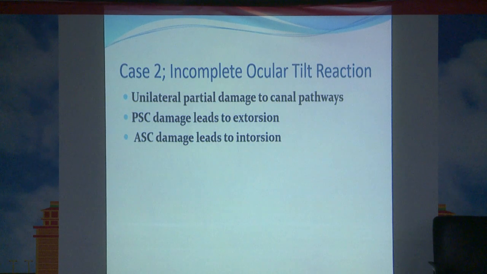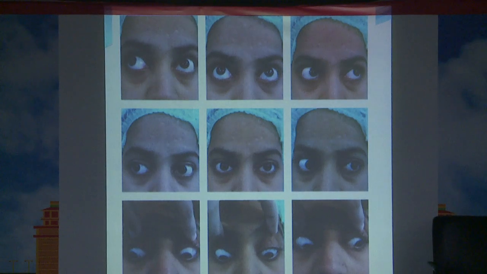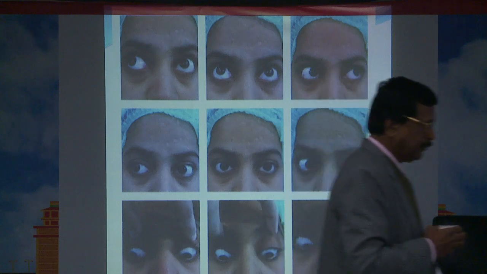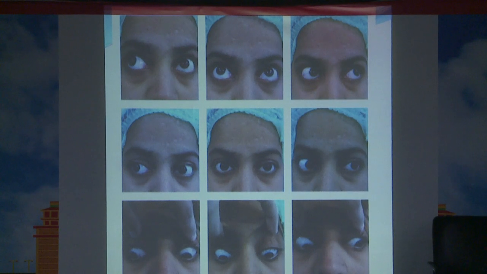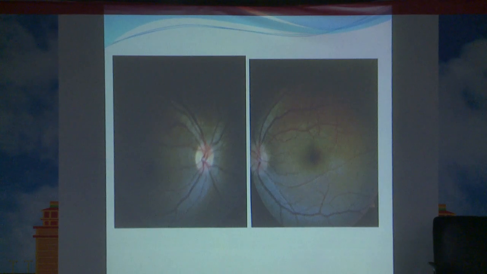Another one, you can also have these incomplete presentations, like this girl also has adduction deficit in the left eye, you can see. And if you look at the torsion, the left eye is intorted, but the right eye is not extorted. So it is not always important that both eyes should have conjugate torsion. It can happen that one eye is intorted, the other eye is not. So you can have these combinations also.